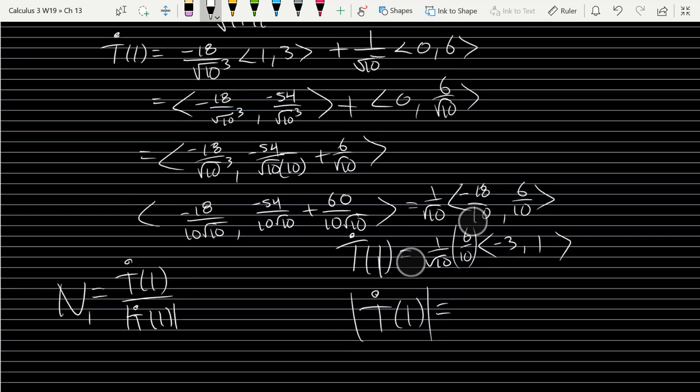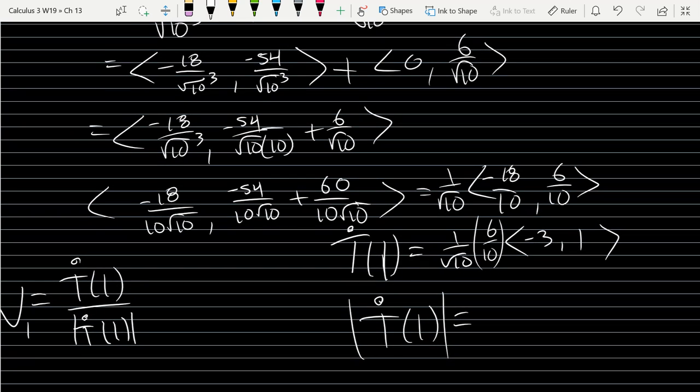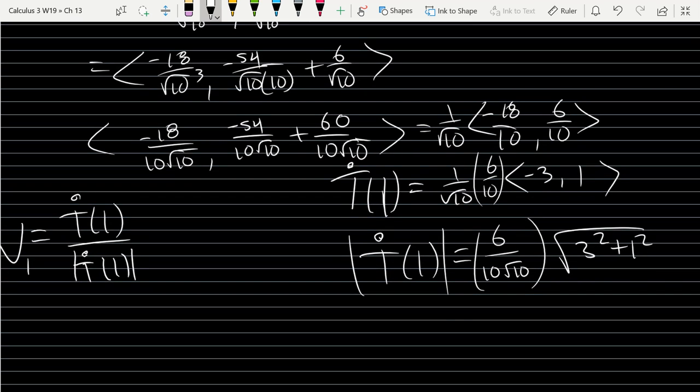One of the reasons I simplified this down, well, it was really ugly to look at before, but also to find the magnitude, I can bring my scalars outside my magnitude computation. So I'm taking the magnitude of what's above, so it's 6 over 10 square root 10. That scalar you just bring outside the magnitude, and we have square root 3 squared plus 1 squared, which is square root 10, which will cancel the other square root 10, so we have 6 over 10, which is 3/5.